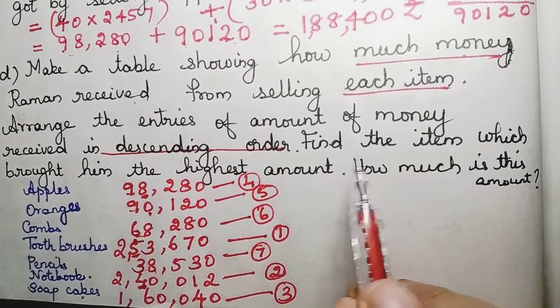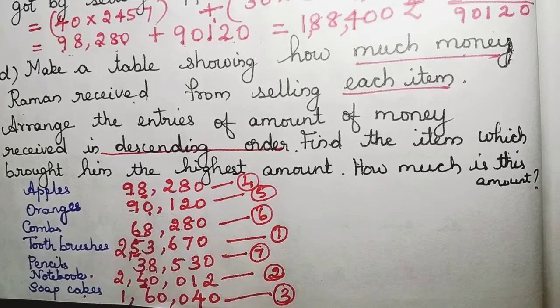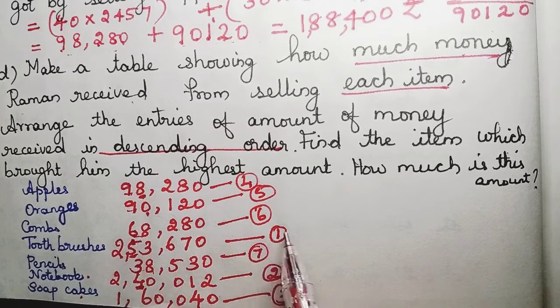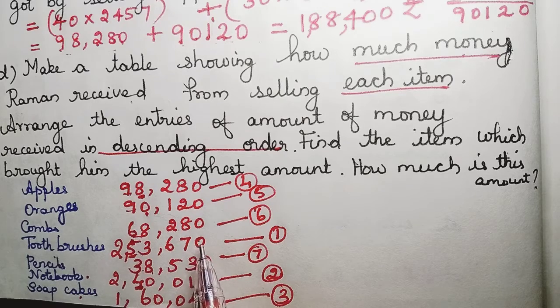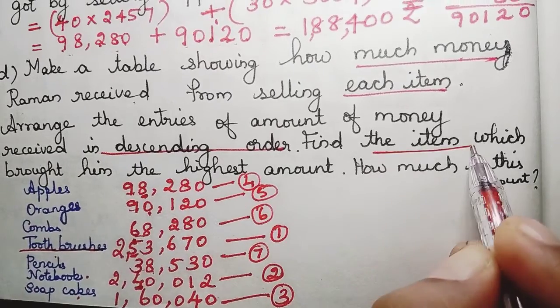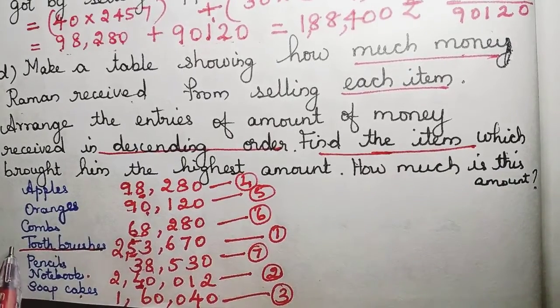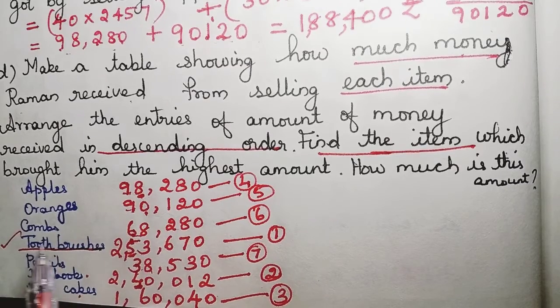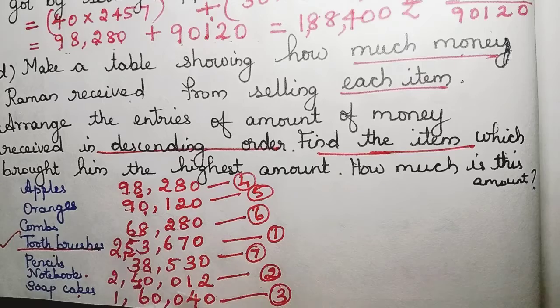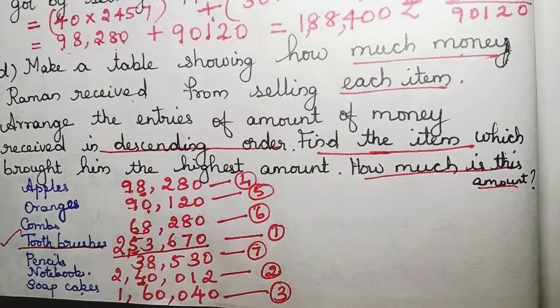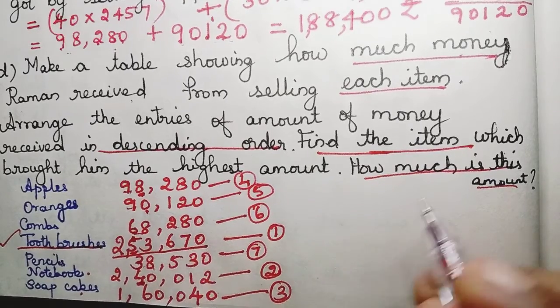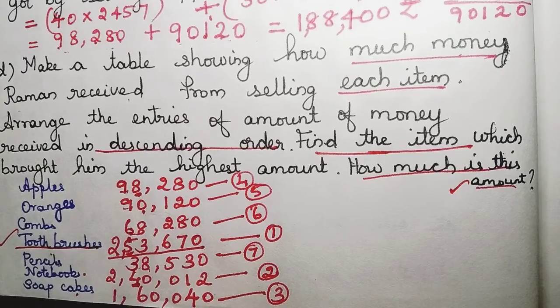The next question is to find the item which brought him the highest amount. Among these, which is the highest amount? This first one, right? 2,53,670. This is the highest amount. Which item brought him this? Toothbrush. The question is to find the item, and the item is toothbrush. So by selling toothbrush he is getting more income. Then how much is the amount? The answer is 2,53,670.